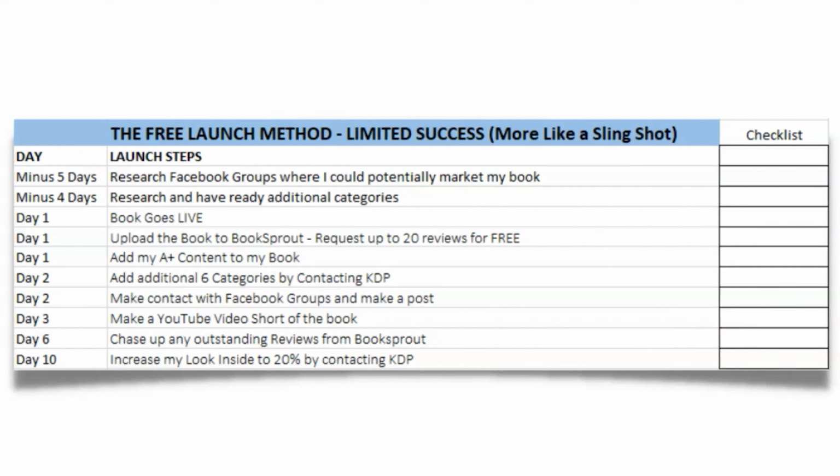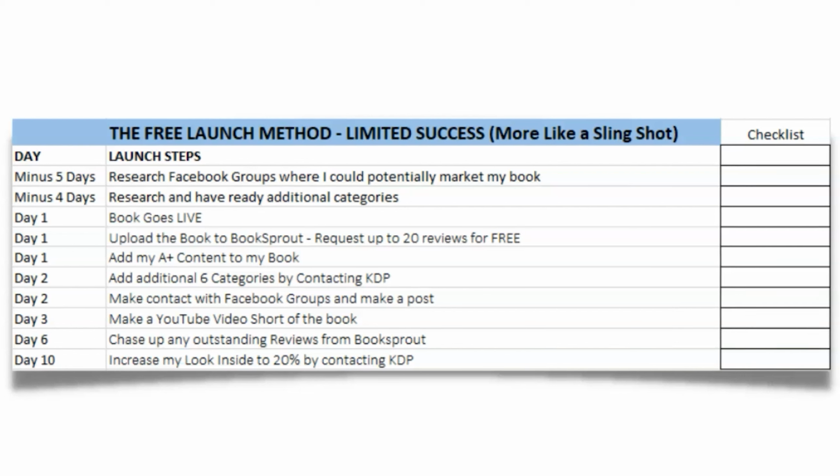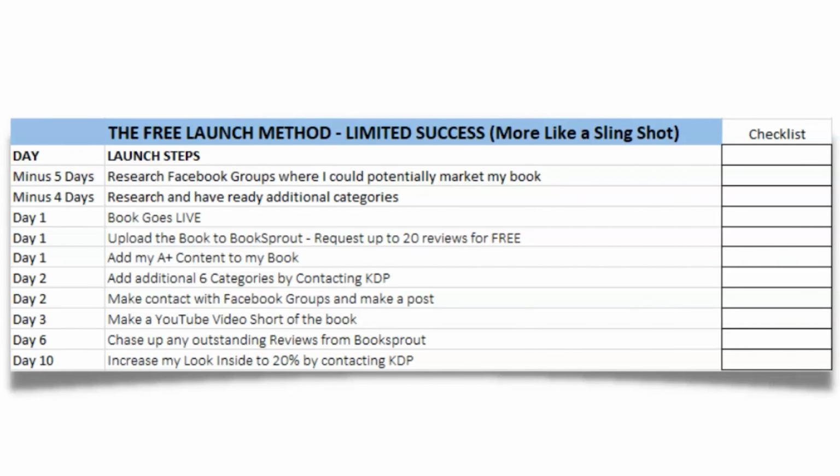And then once you've got the look inside occurring, then you can request to have that increased by 10% increments up to 80%. So if usually when they release your book, it's on 10%, I'd usually increase it to 20 or 30%.